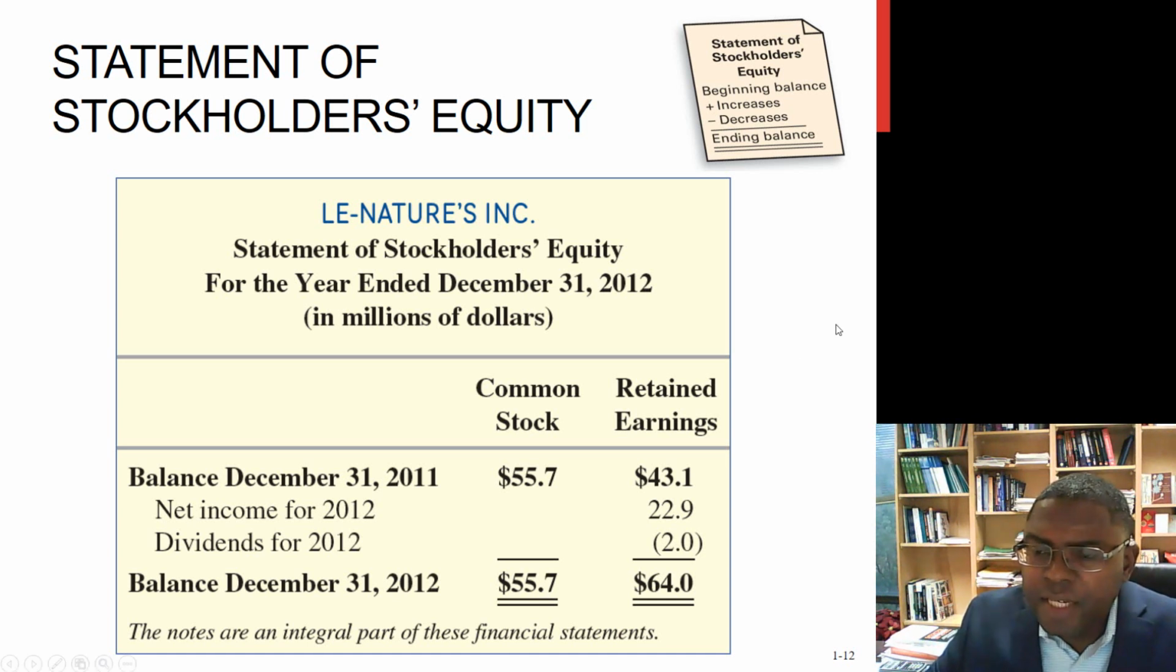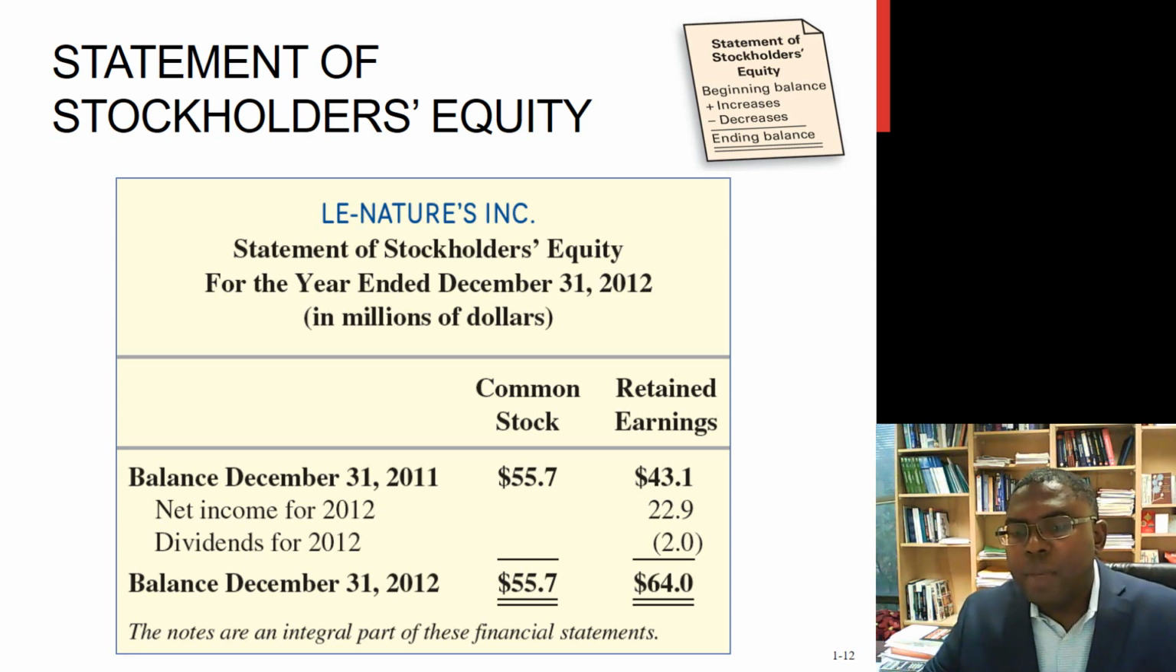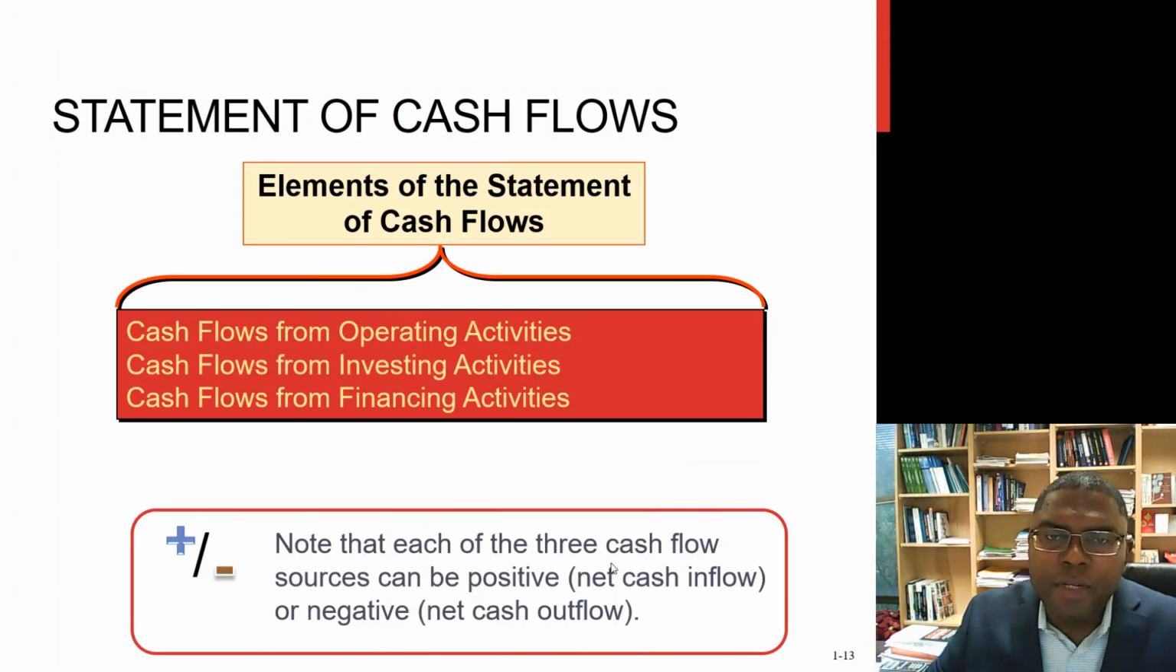But we find a change in retained earnings. At the end of 2011, retained earnings was 43.1 million. In 2012, the company realized a net income of 22.9, so that is going to increase retained earnings. But the company also paid dividends of about 2 million, so that is going to reduce retained earnings. So this net income comes from the income statement and increases retained earnings, and then this dividend will reduce retained earnings, and we end up with 64 million. So that's the statement of retained earnings.